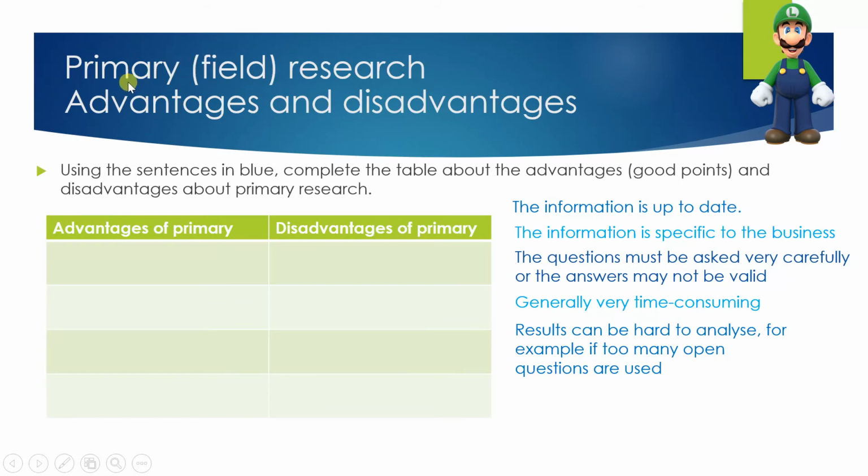Right, now this task, it was very much on the last lesson, but I've broken it down a bit more based on some of the feedback. I've put all the statements to do with primary research in blue on the right, and your job is to actually move them to the correct column in the green table. Some of them are advantages and some of them are disadvantages, so you need to put them in the right column. So hopefully this will break it down a little bit better.